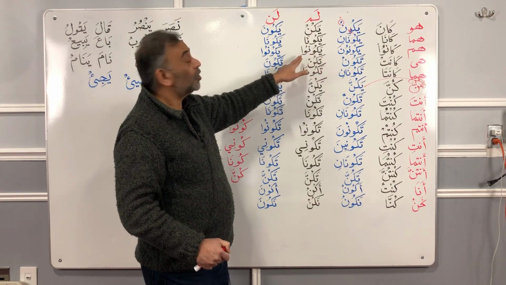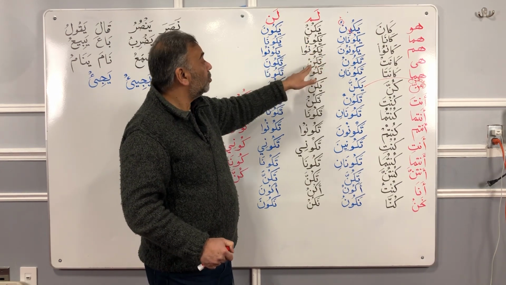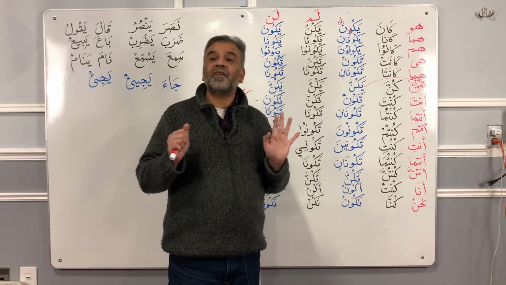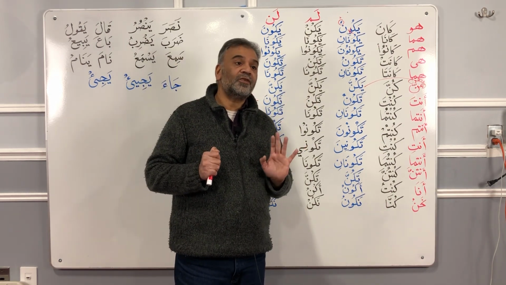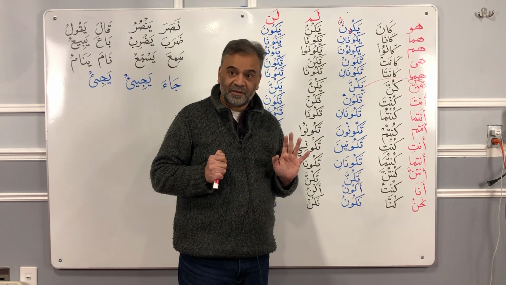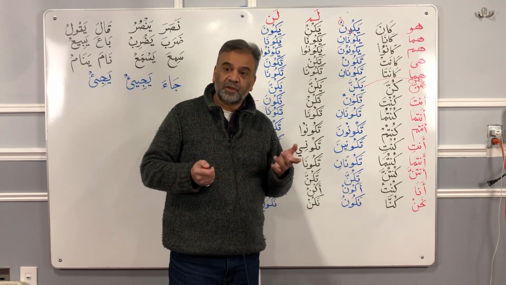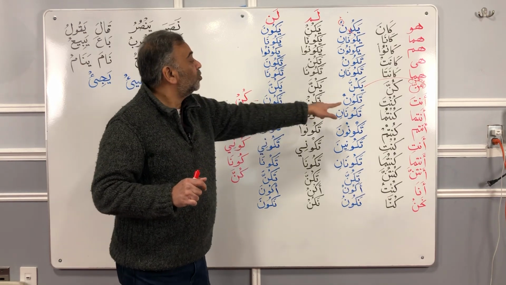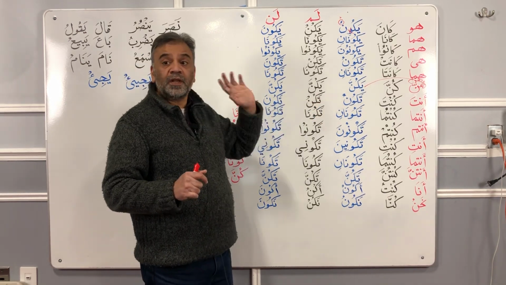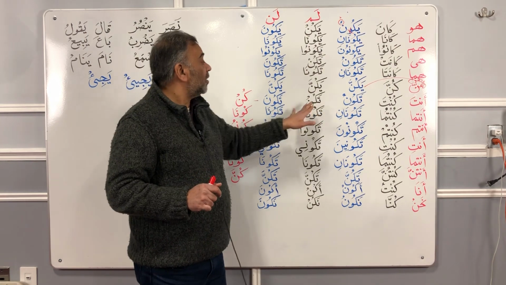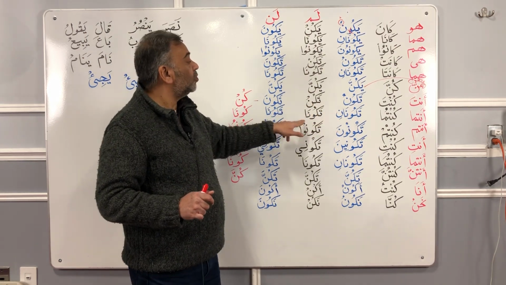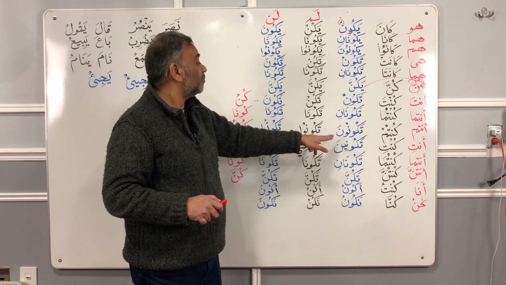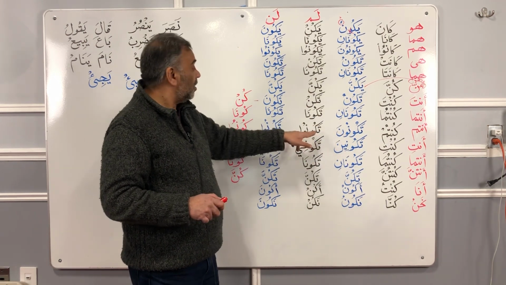Yakunan, yakun, takun, takunan, yakunna. Yakunna remains yakunna because yakunna and takunna are mabni with a mutaharrik pronoun, and they don't change. Takunu, takun. Why will takunu become takun? Takunani, takunan. All we are doing is dropping the noon. Takununa, drop the noon, takunu.